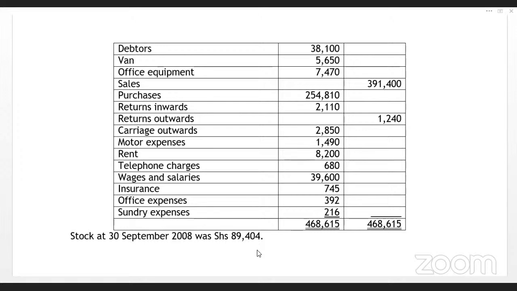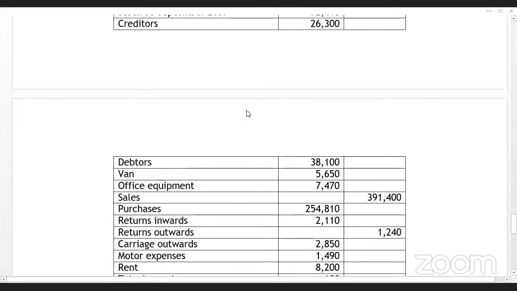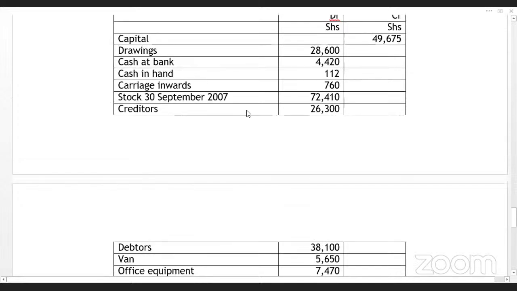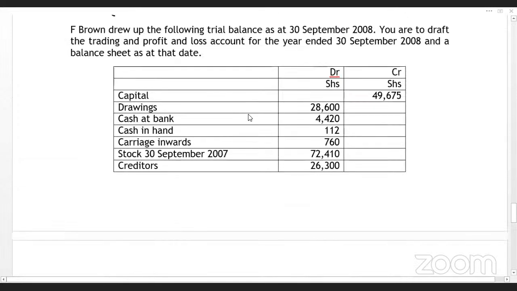Okay, thank you, Dasha. So members, that's the question which we are going to use. We are going to see how we can prepare the statement of profit and loss, and then the balance sheet using that information. I'll be a bit fast, so I expect you to have your book there, your calculators, a ruler if possible. Then we see how we can prepare this statement very fast.